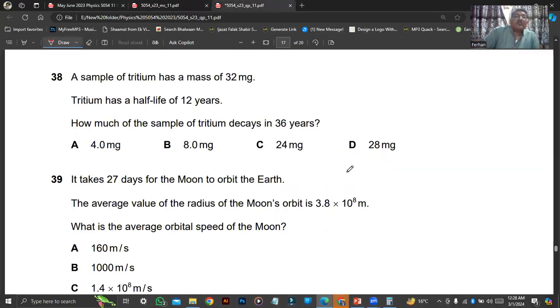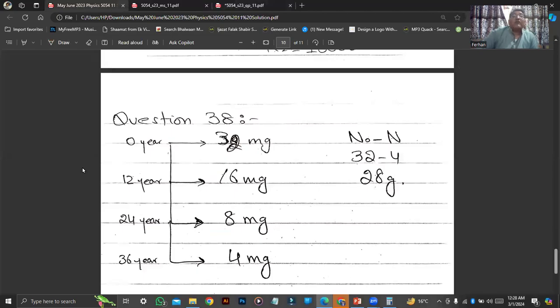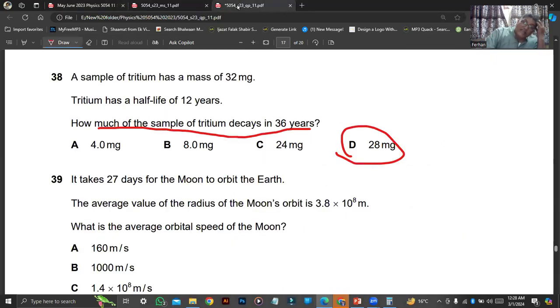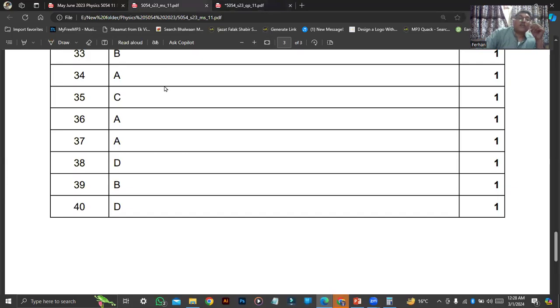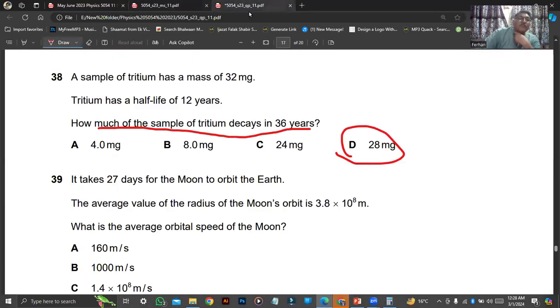28 gram. How much of the sample of the tritium decays in 36 years? You see, from this, the wording is very, very important. They are talking about how much has decayed. So that is n naught minus n. This gives you how much is remaining. Okay. So that's why 32 minus n, 32 minus 4, that will give you 28. So I think D is the option. Little tricky question. D is the right option, sir.